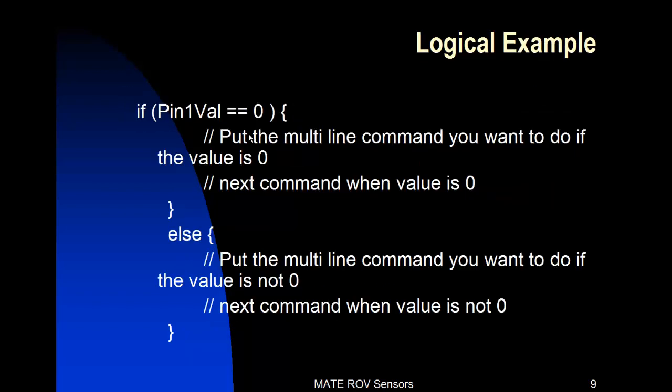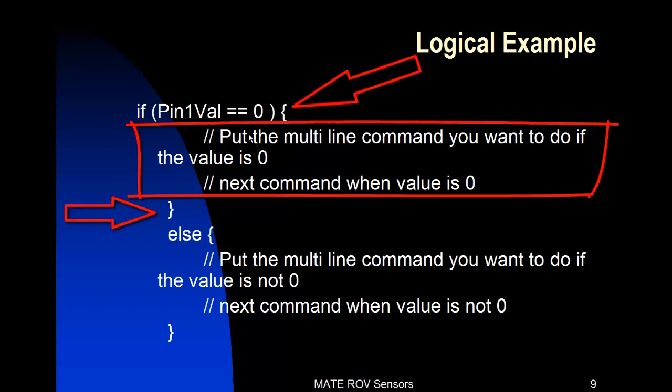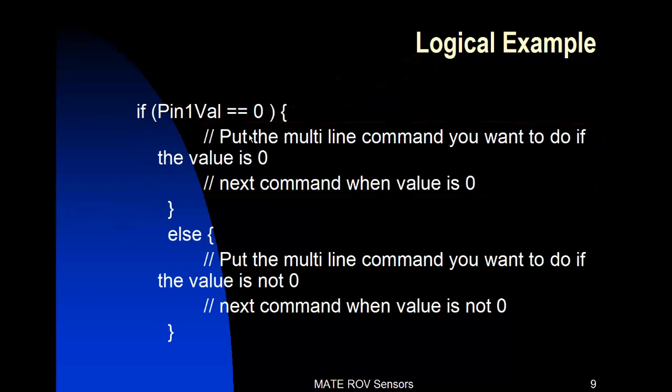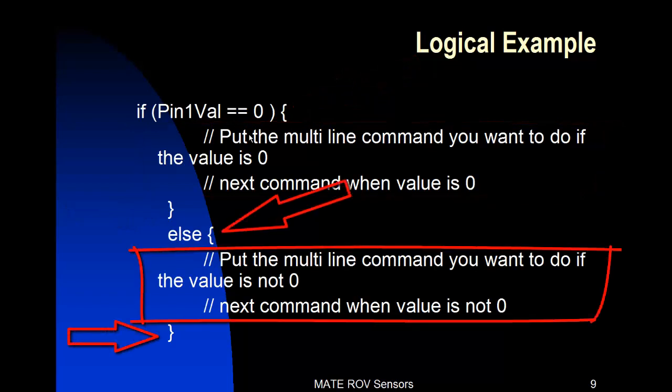We give you an example here. If pin val 1 is equal to 0, then you execute the commands between the two curly brackets. Otherwise, you go down to the else. In this case, pin val is not equal to 0, and you execute the second set of commands, which are between the curly brackets.